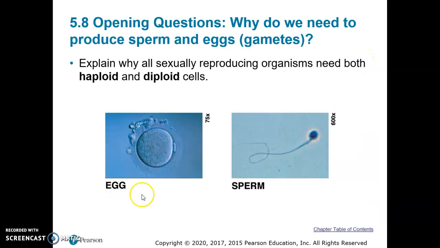Okay, so the egg and the sperm, both of these are haploid cells, and when they fuse together in what's called fertilization, you'll get back to a diploid zygote cell.